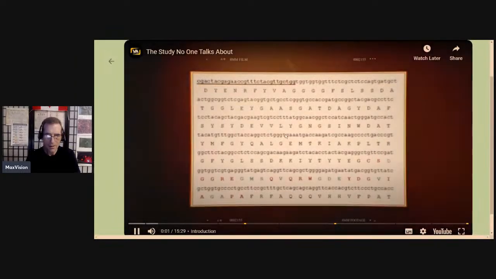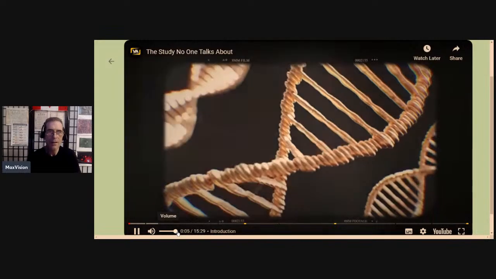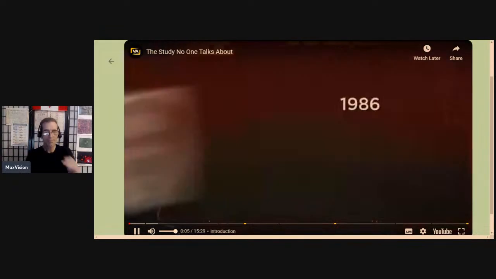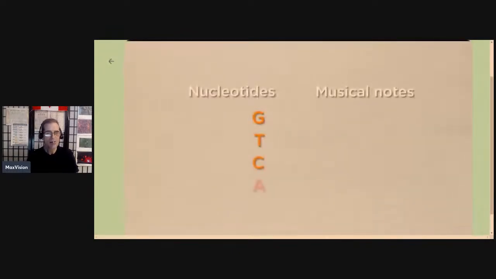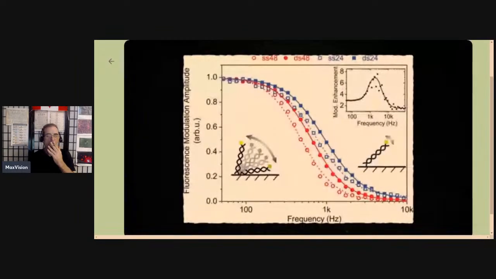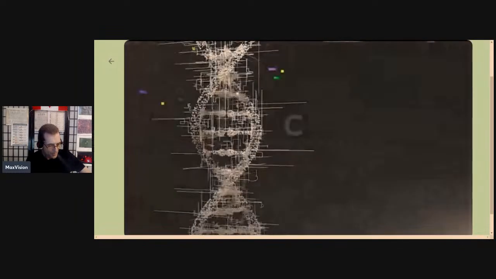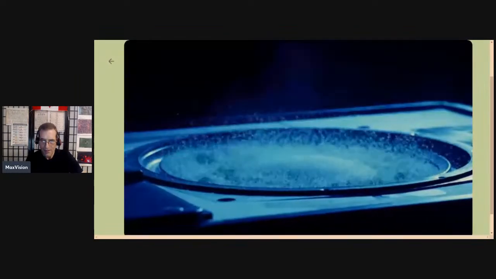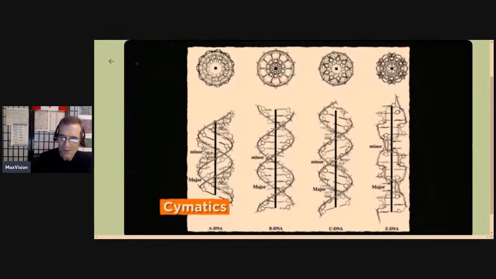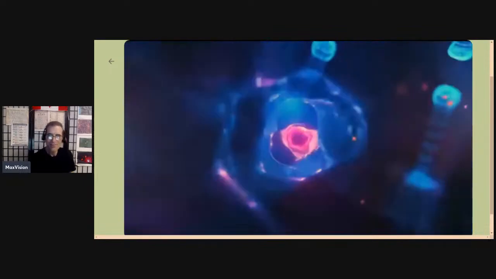Did you know that the nucleotide sequence of DNA can be converted into music? In 1986, the Japanese geneticist Susumu Ono discovered DNA music by converting the nucleotide bases G, T, C, and A to the musical notes A, C, G, and D, respectively. This intriguing revelation led to the question, if DNA can be translated into music, can music, in turn, affect or change our DNA? Sound, as we now know, possesses mass and has the ability to move matter. By delving into the study of cymatics and exploring the potential effects of music on DNA, we can begin to uncover the possibility of utilizing music as a healing tool.